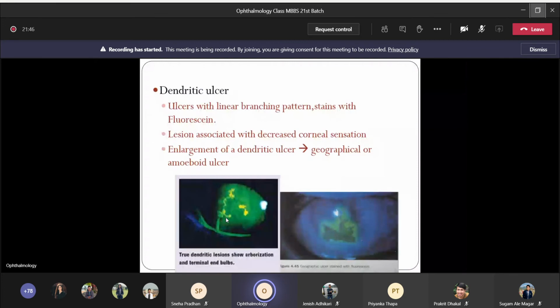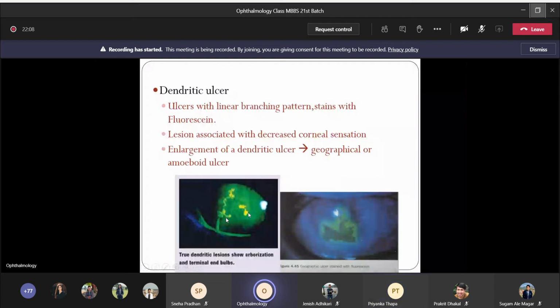So now coming to the dendritic ulcer, this is the typical pattern seen in cases of viral keratitis. Okay, dendritic pattern, or like branches of a tree. So in this picture, you can see it has a branching pattern. Dendritic ulcer, or dendritic pattern, is pathognomonic of viral keratitis.